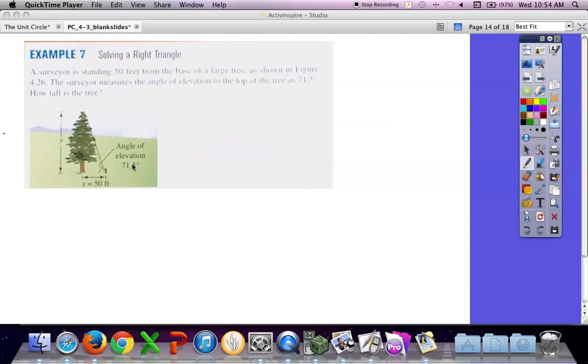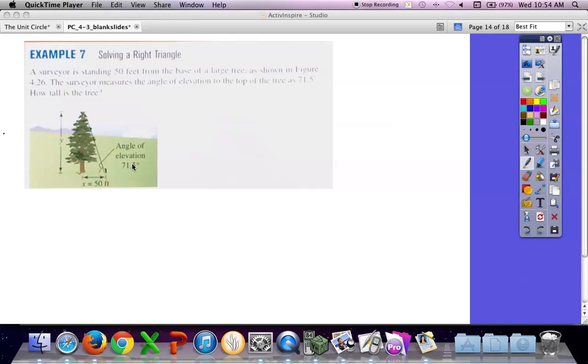Right, so this one says a surveyor is standing 50 feet from the base of a large tree, as shown in the figure. The surveyor measures the angle of elevation to the top of the tree at 71.5 degrees. How tall is the tree? Right, so this problem brings up for the first time this thing of angle of elevation.